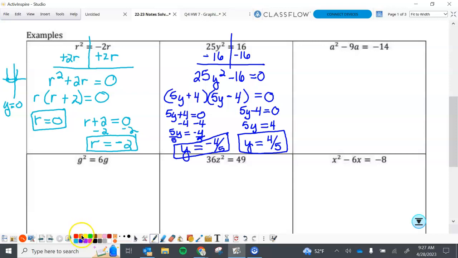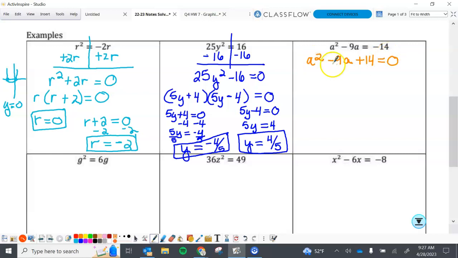We'll take a look at our third example here. We have a squared minus 9a equals negative 14. Again, I want everything over on one side of my equation. I'm going to leave the a terms exactly where they are and add 14 to both sides.